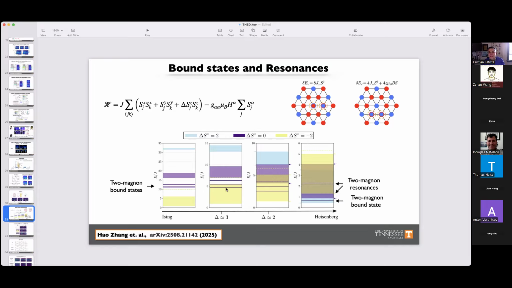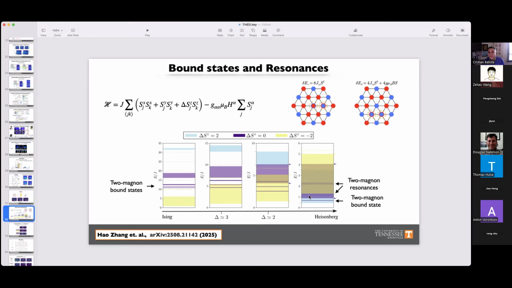So they cannot hybridize these 2-magnon bound states with this continuum. But these other ones, the high energy ones, when they enter the continuum that has delta equal to 0, which is this case, right? For small enough delta, they enter there. They can decay and they form a resonance.